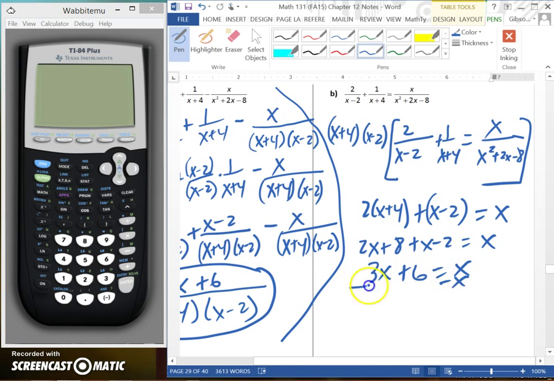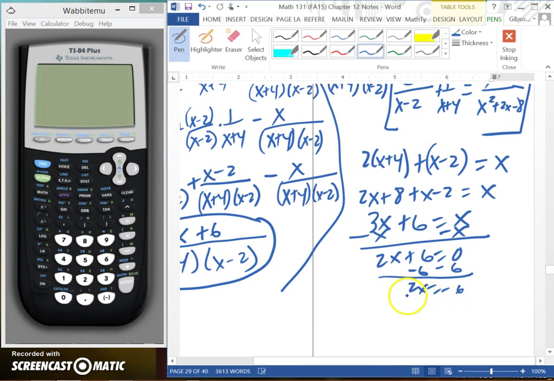We can subtract x on both sides. And 2x plus 6 equals 0. We'll subtract 6 on both sides. And 2x equals negative 6. Now we divide each side by 2. And x is negative 3. And x is negative 3 is our final answer, because if we substitute these values in, it will not make any of the denominators equal 0. So this is our final answer. And we are done.